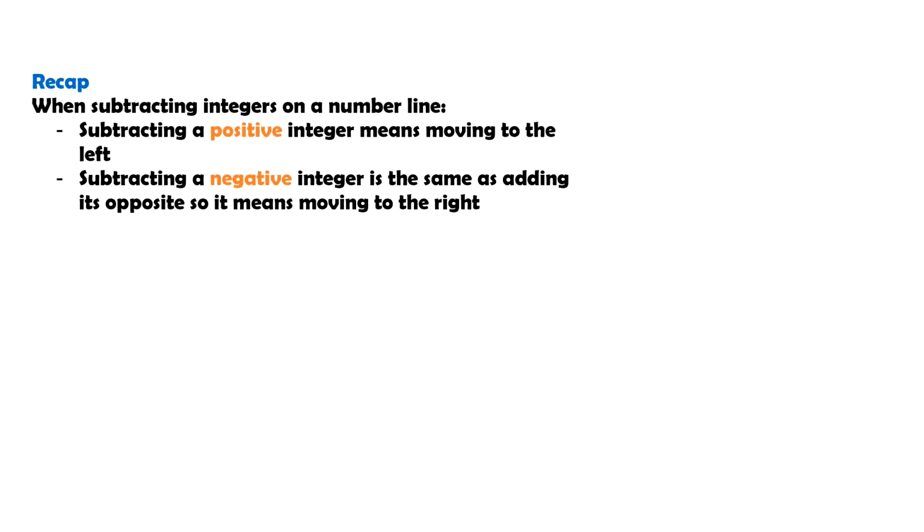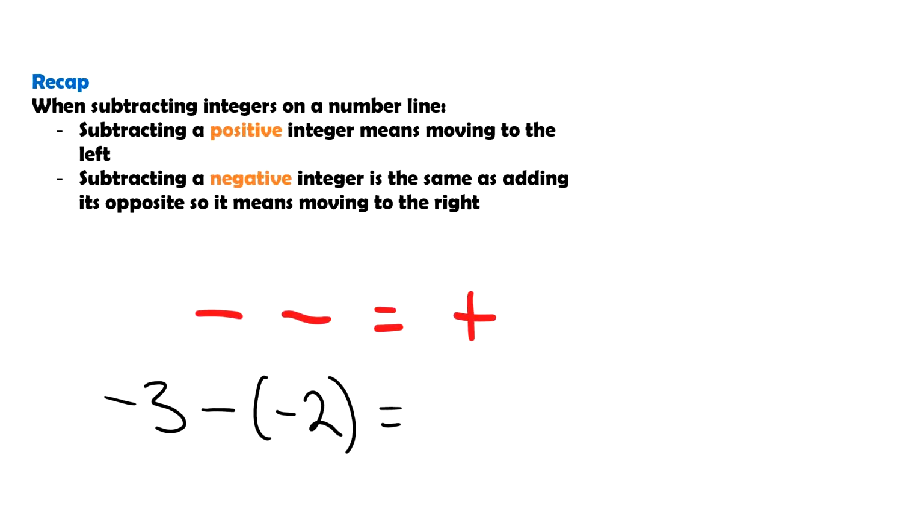So to recap what we've done, remember when you're subtracting integers on a number line, subtracting a positive integer means moving to the left, and subtracting a negative integer is the same as adding. So if you ever get the case where you have negative, negative, that's the same as a positive. So for example, if we had negative 3 take away negative 2, that is the equivalent of negative 3 plus 2.